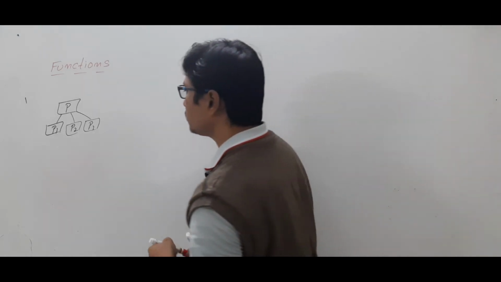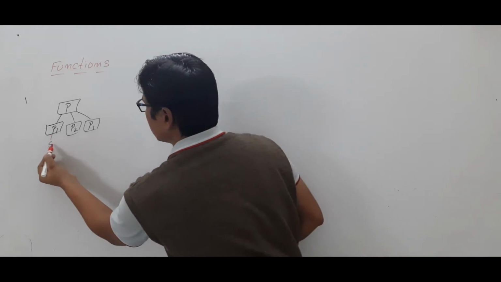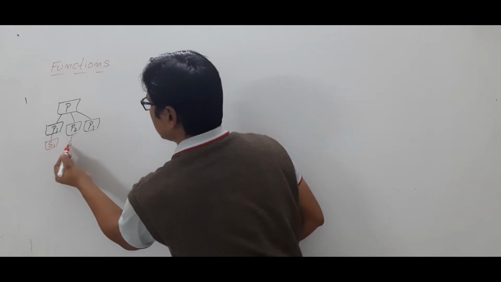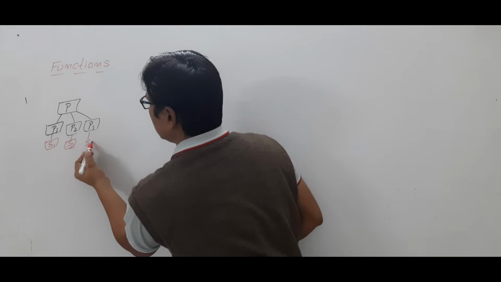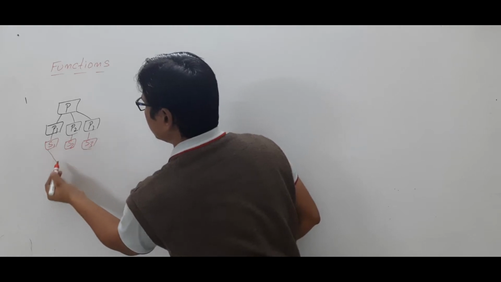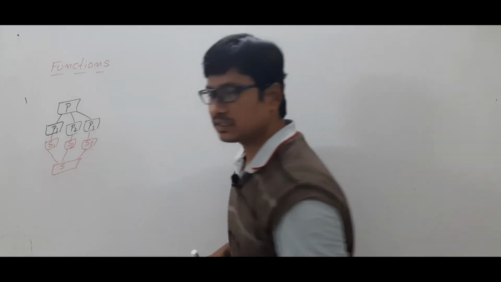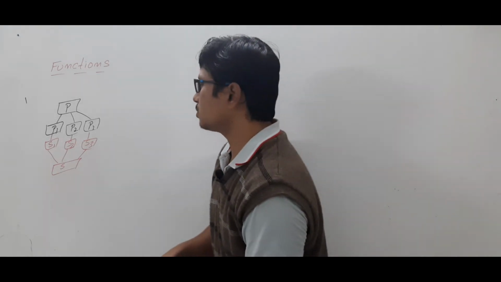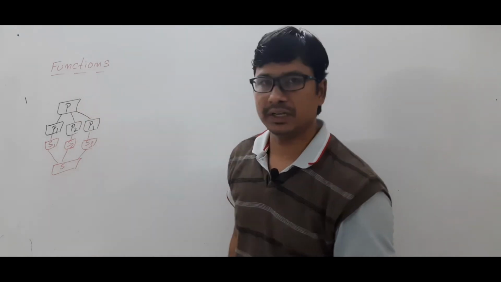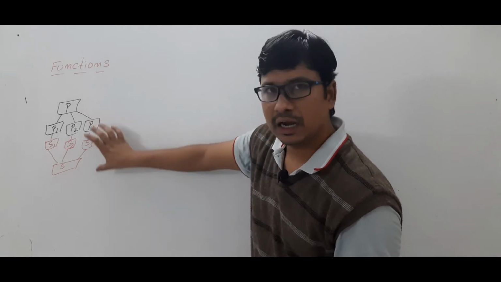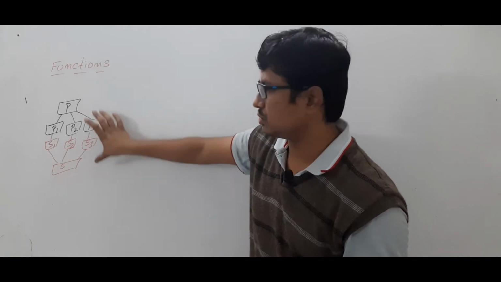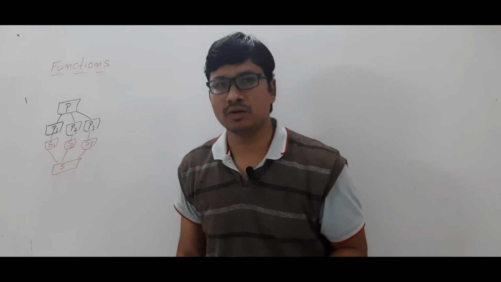Now I will find the solutions for each problem such as S1, S2, S3. If I integrate the solutions S1, S2, S3, I will get a solution S. This solution S is the solution for the given problem P. So we have divided and we have integrated or conquered. So that's why it is called divide and conquer technique.